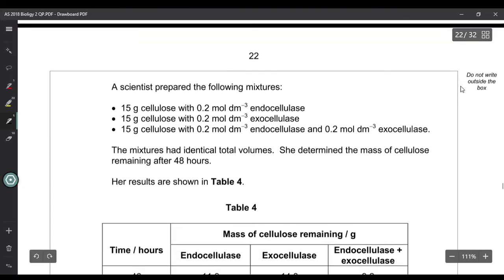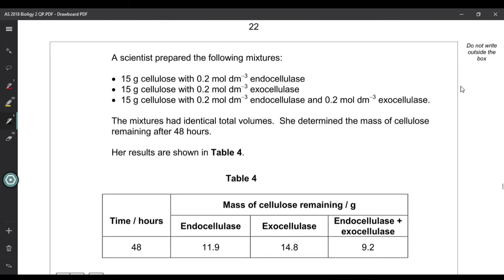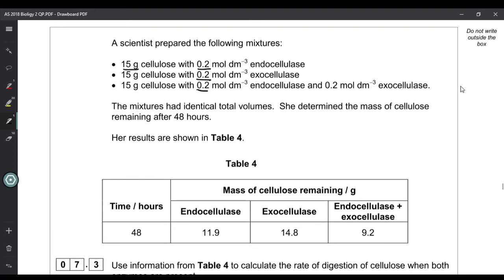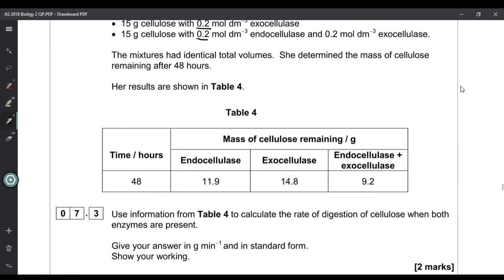So the next part involves a calculation. It says a scientist prepares the following mixtures. So in each case, we've got 15 grams of cellulose, and we've got the same concentration of either the exocellulase, the endocellulase, or a mixture of both. And then we've got the results of how much cellulose is left after 24 hours.